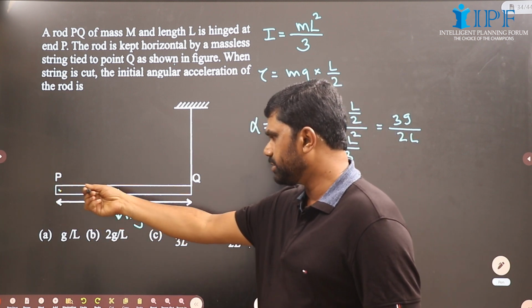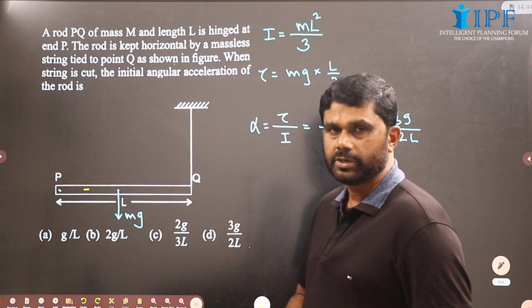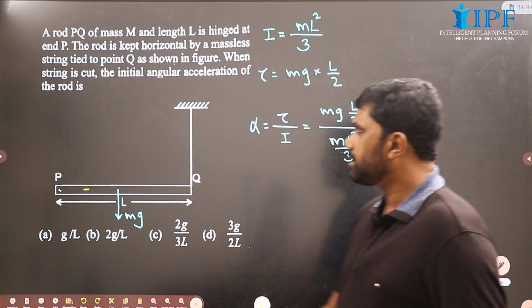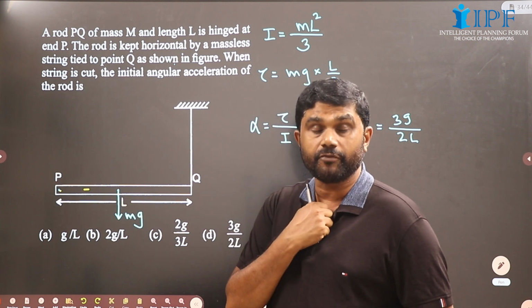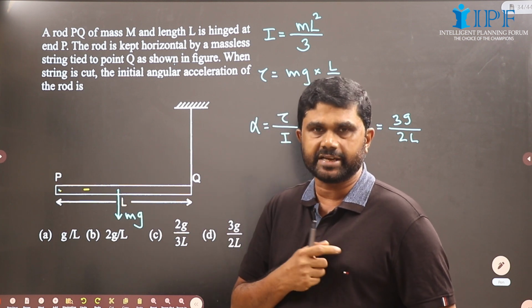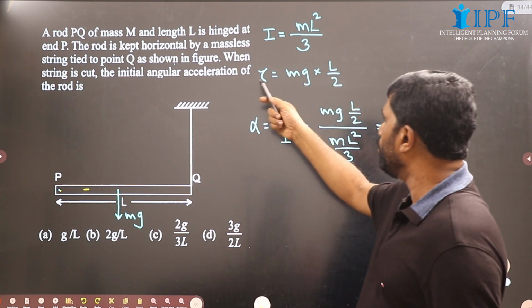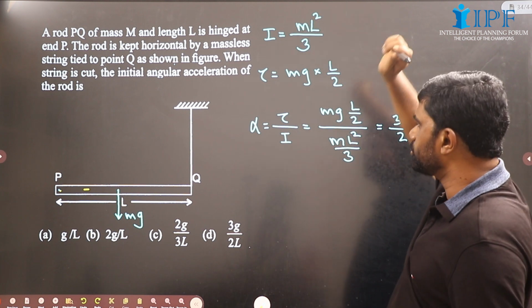From the axis to the line along which the weight is acting, the perpendicular distance is L by 2, and so the torque will be tau equal to mgL by 2. As the rod is rotating about this axis, passing through one of its ends and perpendicular to its length, its moment of inertia will be ml square by 3. So tau equal to mgL by 2 and I, moment of inertia, ml square by 3.